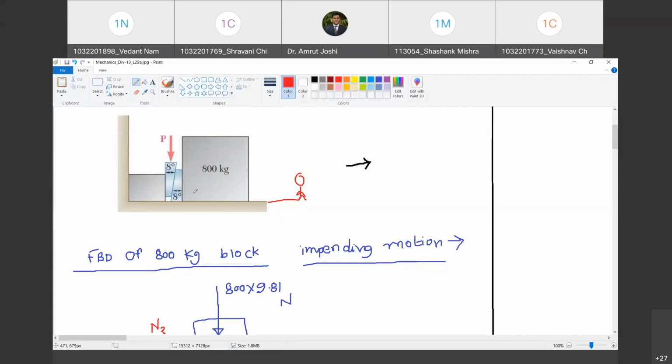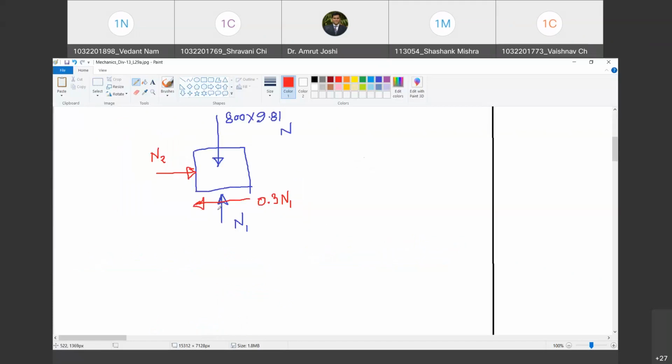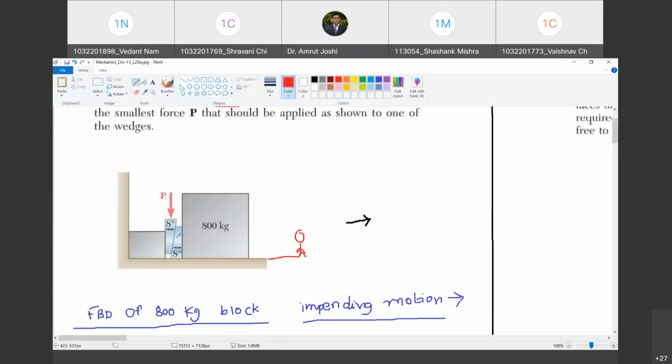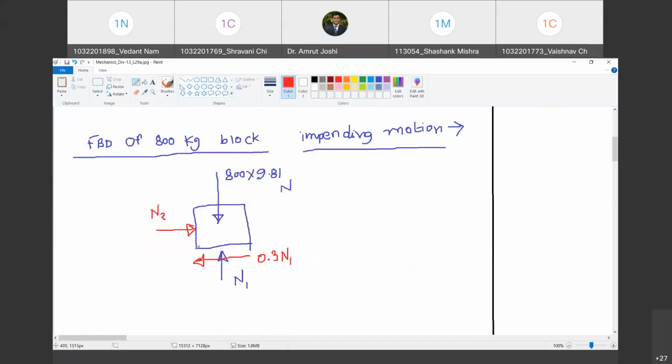Do you understand? So now you can see that as I push this block down, the 800 kg block tries to slide along the ground. Therefore, there is a frictional resistance. But is there any relative sliding between this wedge and this surface? No, sir. So therefore, we cannot have any frictional force here. Are you with me?